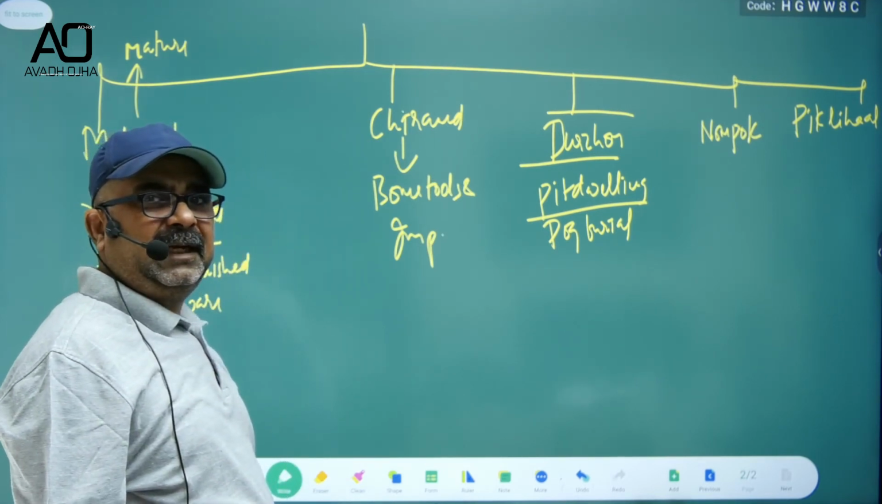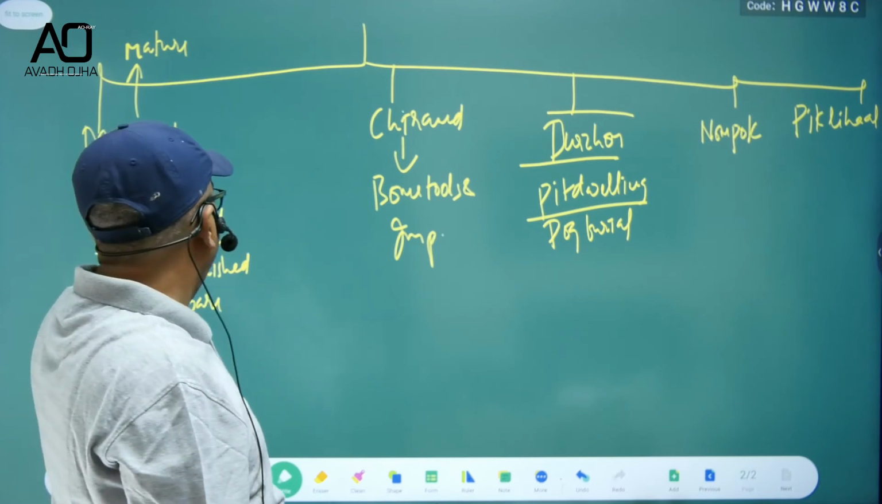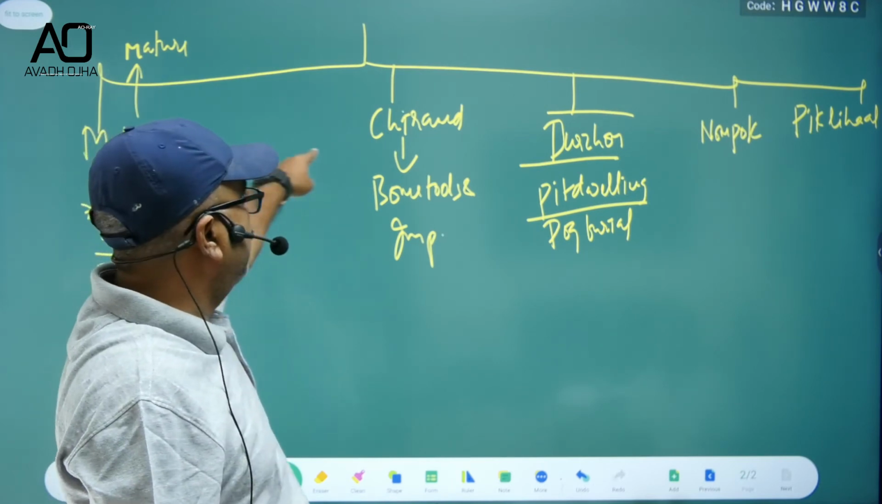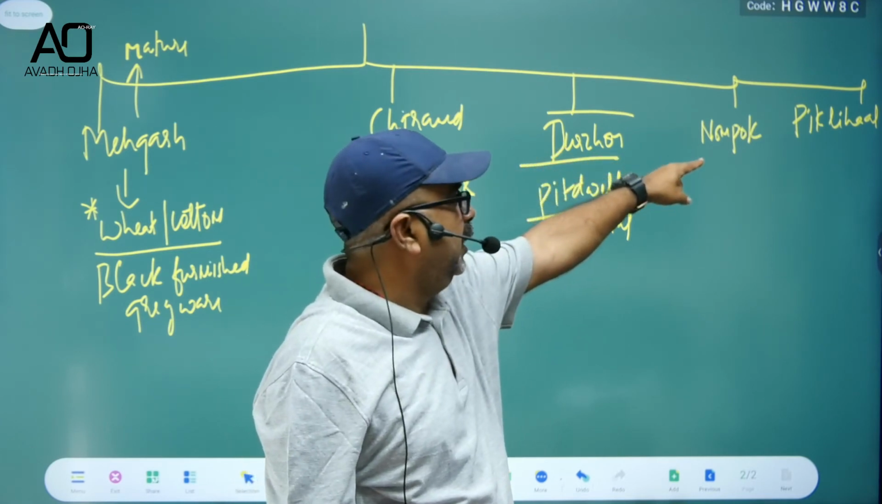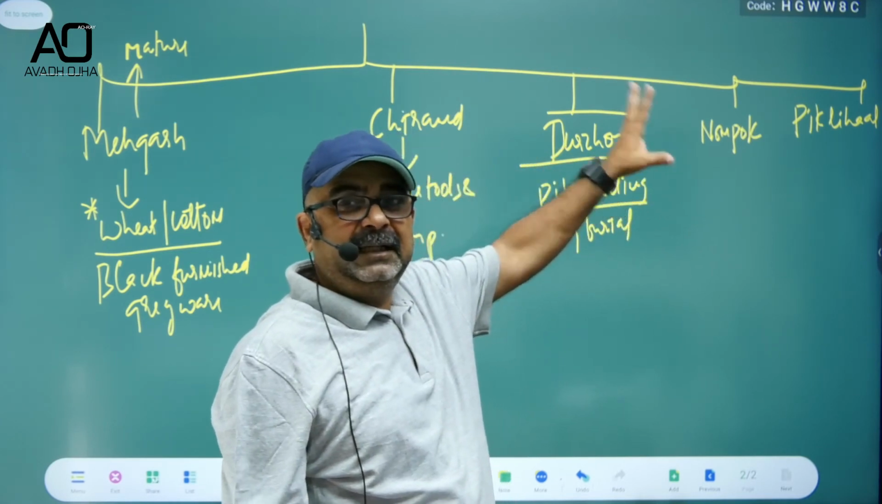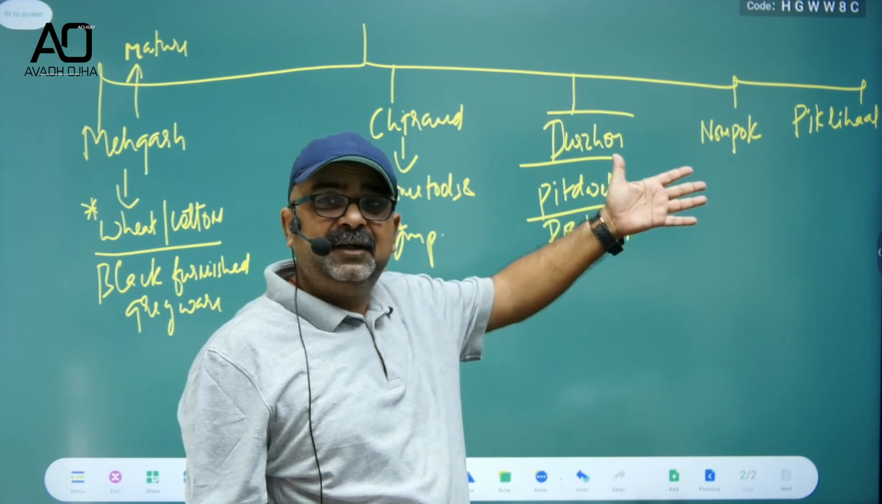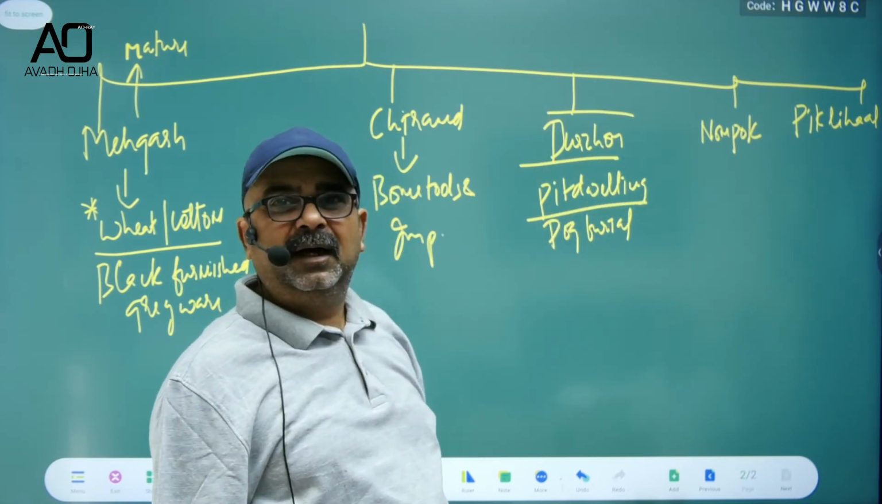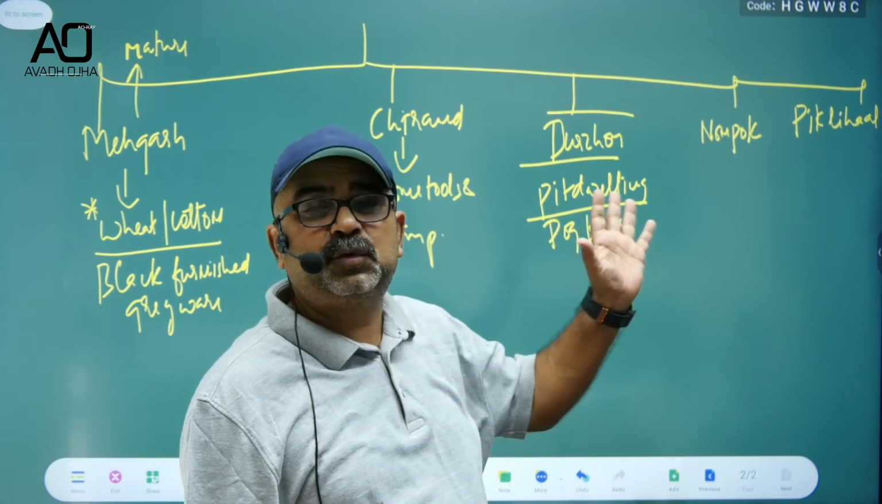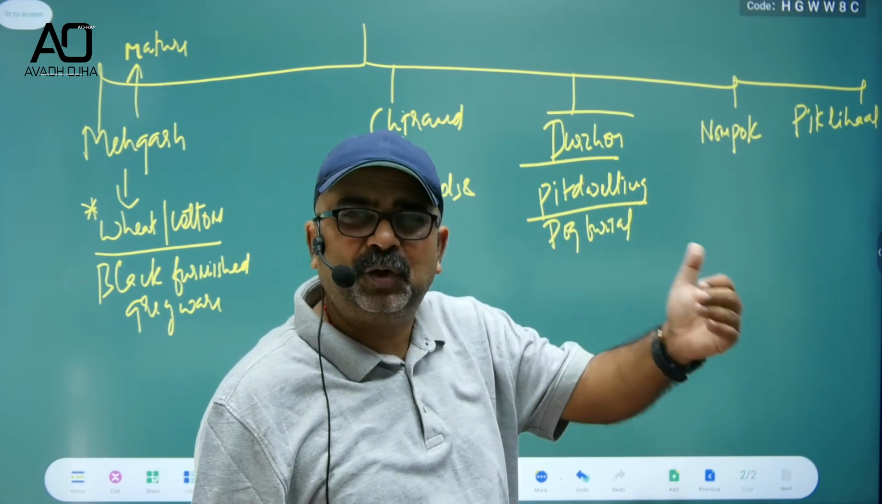The important sites in different parts of India: Mehergarh, Baluchistan; Chirand, Patna; Burzahom, Kashmir; Nongpok, Manipur; Piklihal, Karnataka. And they all show differences in tools and elements. And this shows again that the different cultures were affected by their geography.